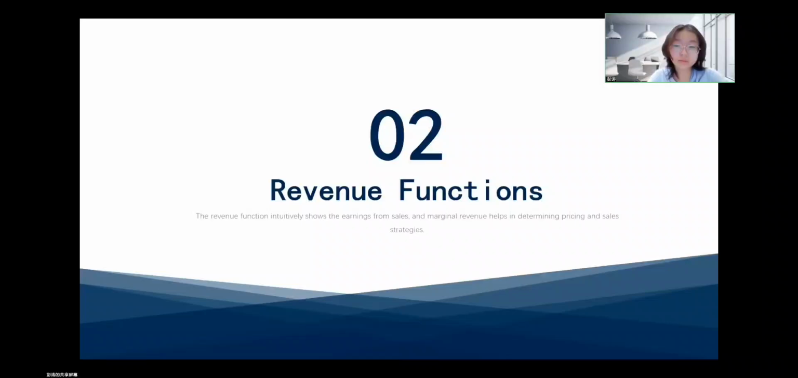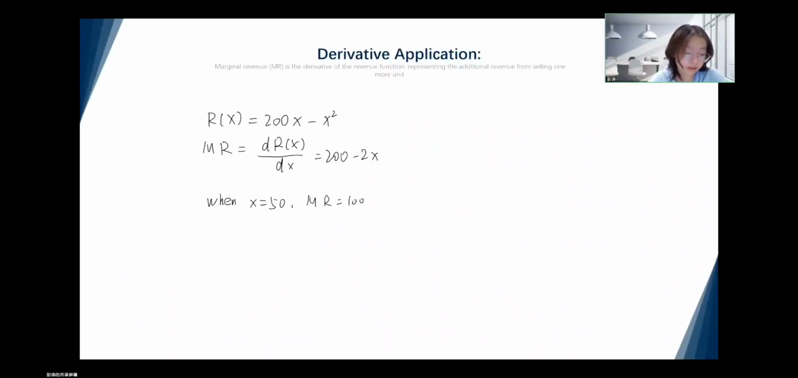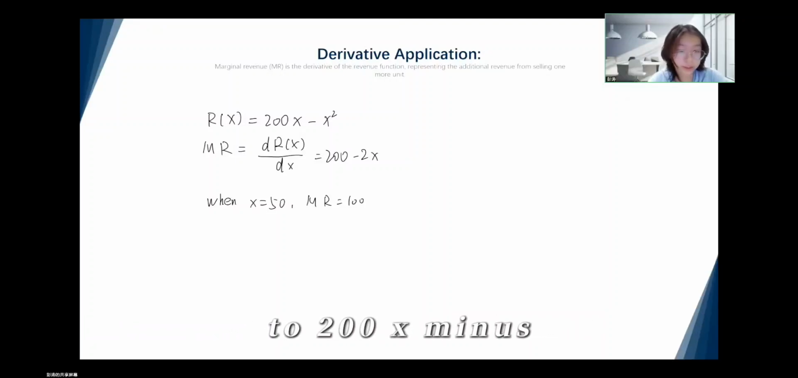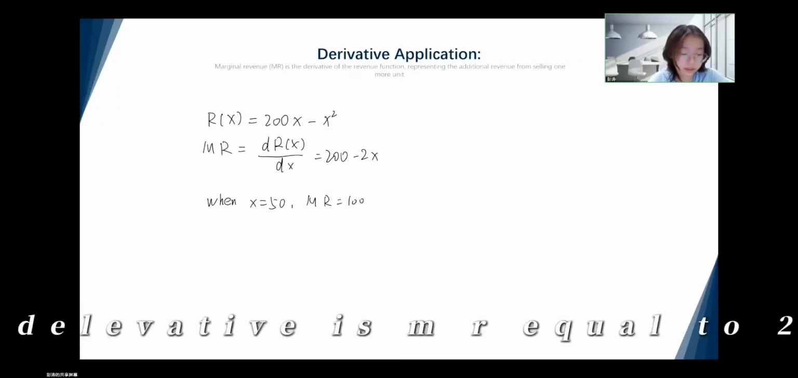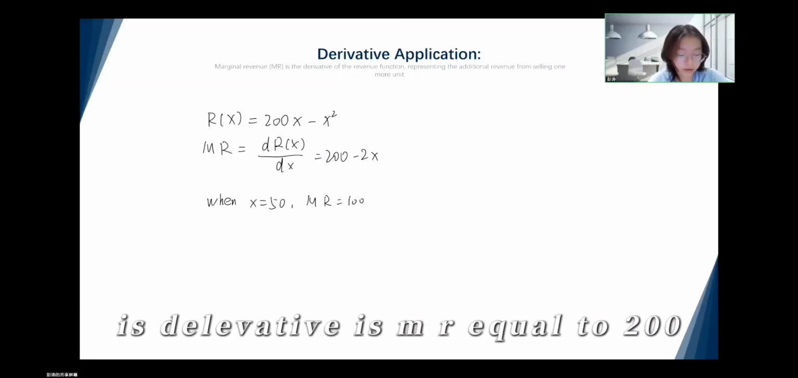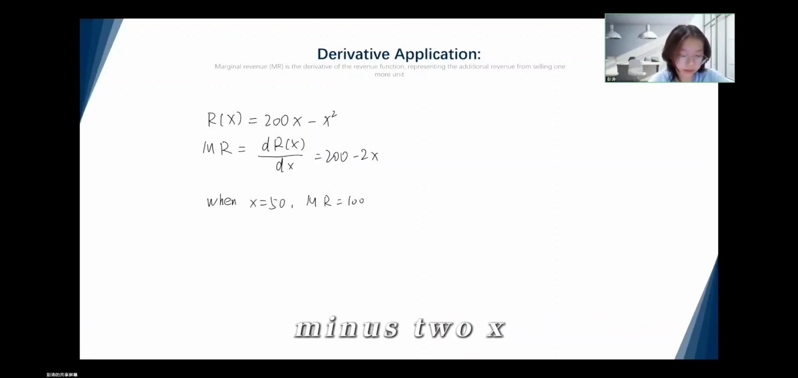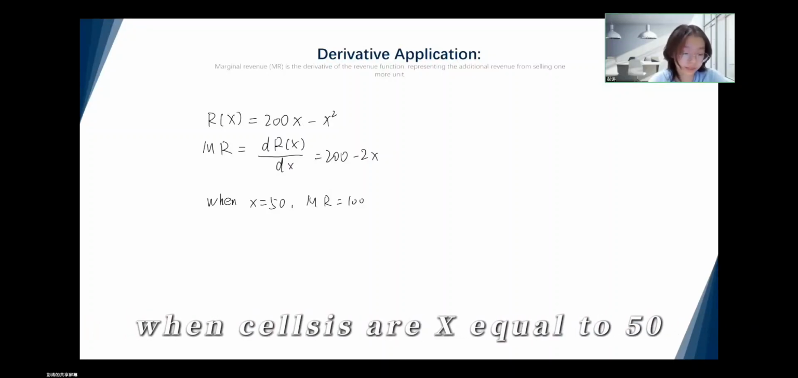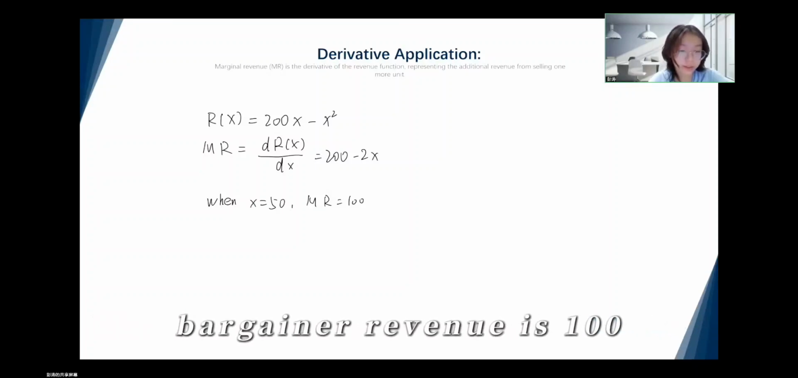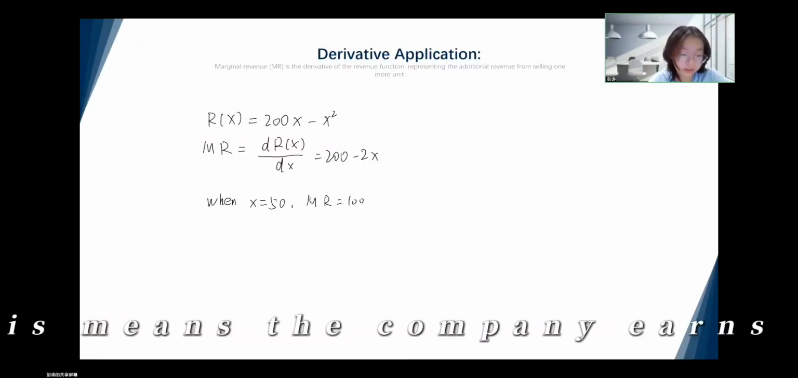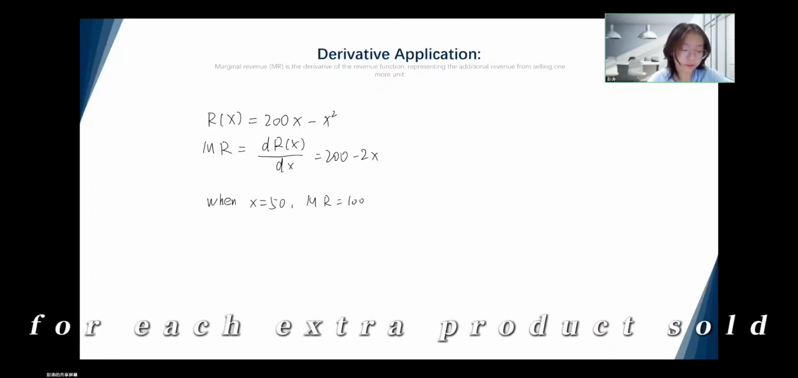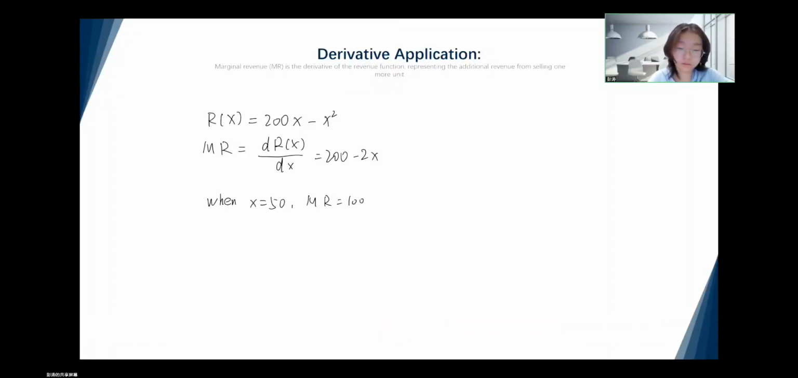For example, if the revenue function is R(x) equal to 200x minus x squared, its derivative is MR equal to 200 minus 2x. When sales are x equal to 50, marginal revenue is 100. This means the company earns an additional 100 for each extra product sold.